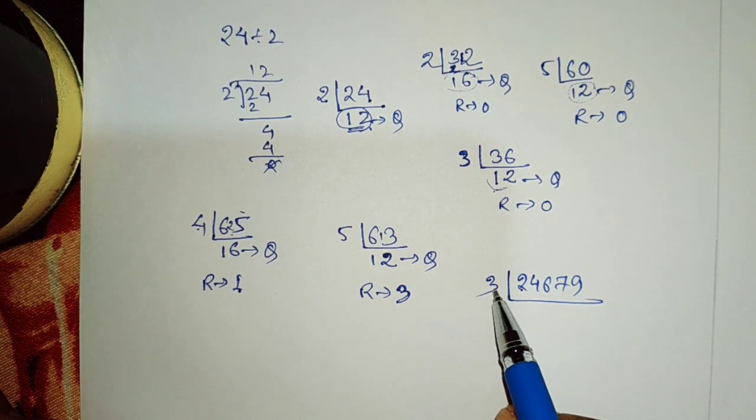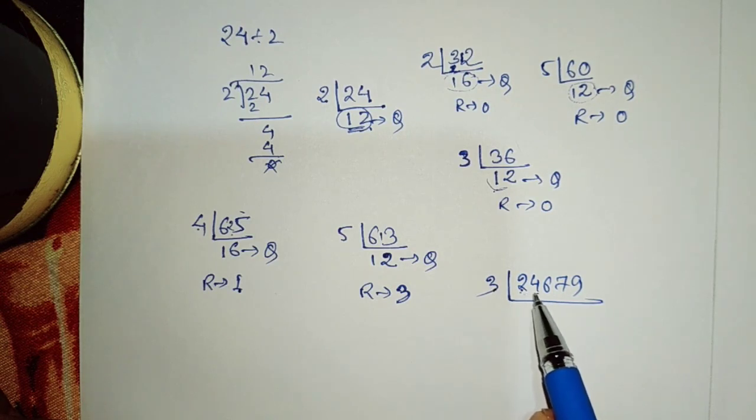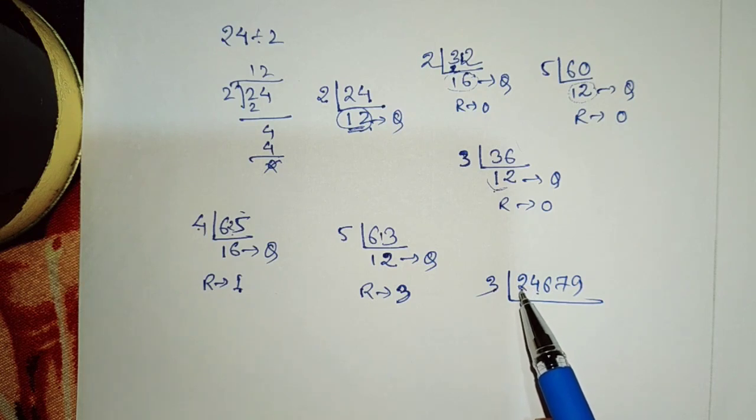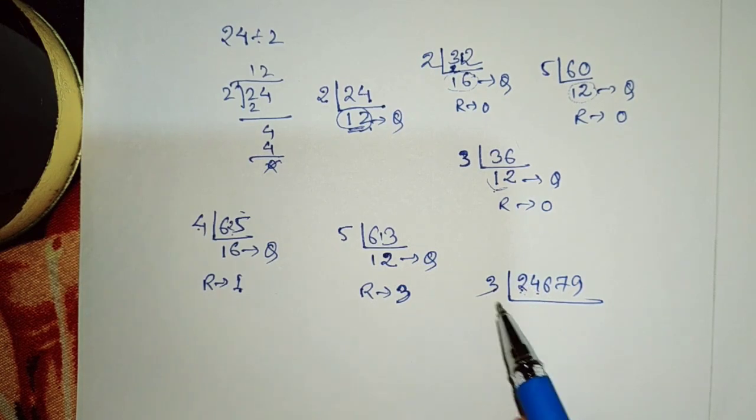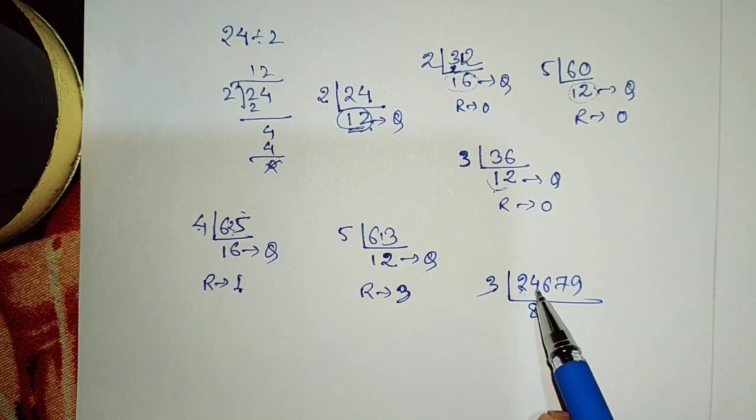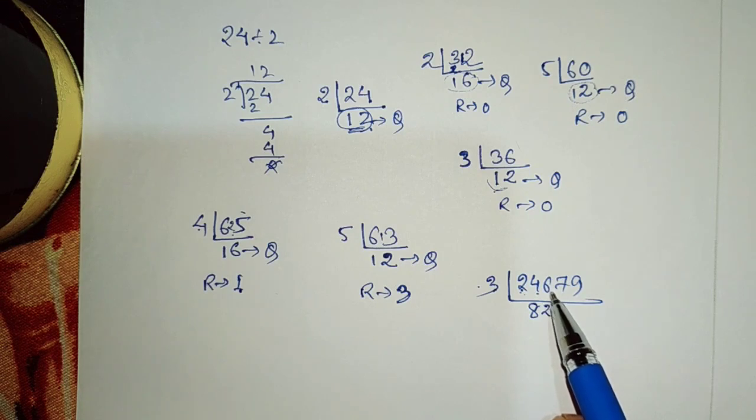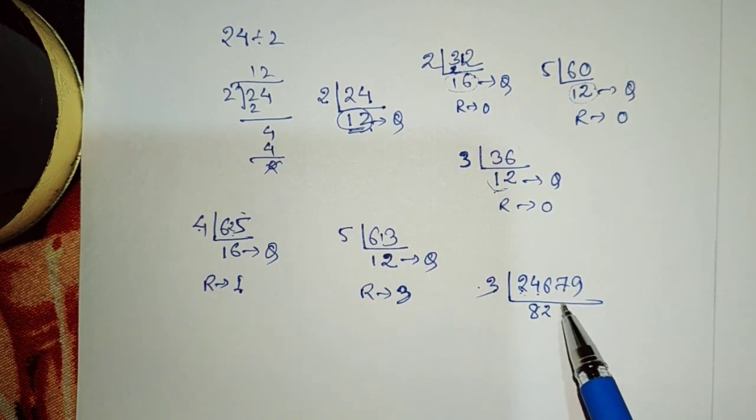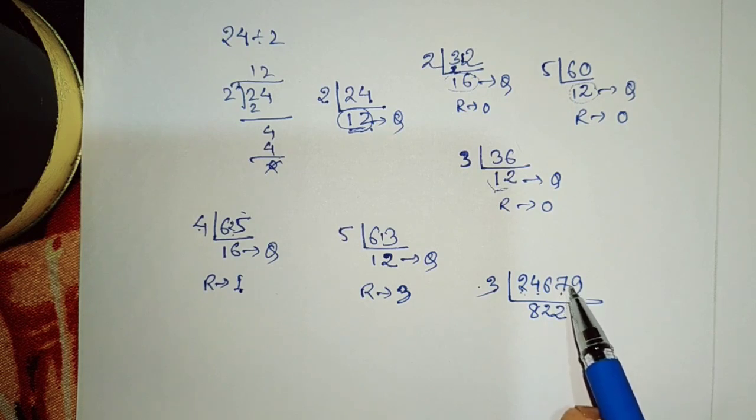So we cannot divide 2 by 3, we'll take 24. Generally this happens when we cannot divide a single number, we take two numbers. So 3 8s are 24 here, then 3 2s are 6. Then 7: 3 1s are 3, 3 2s are 6, 3 3s are 9. We cannot take 9. 3 2s are 6. 7 minus 6 is 1.